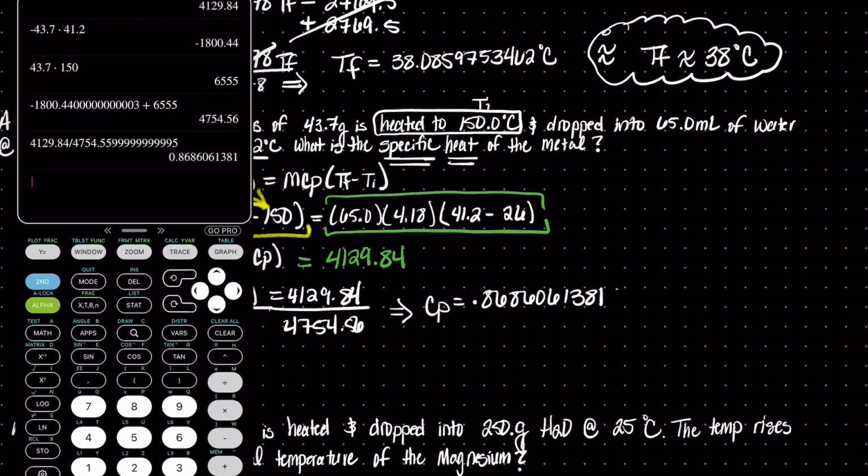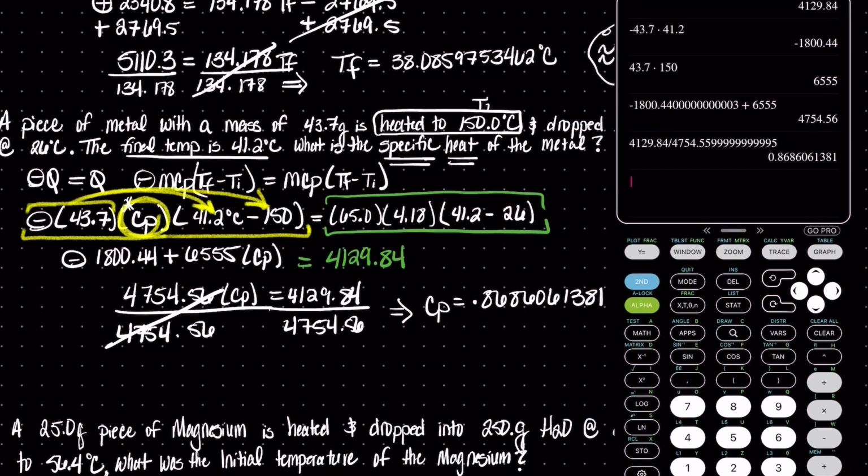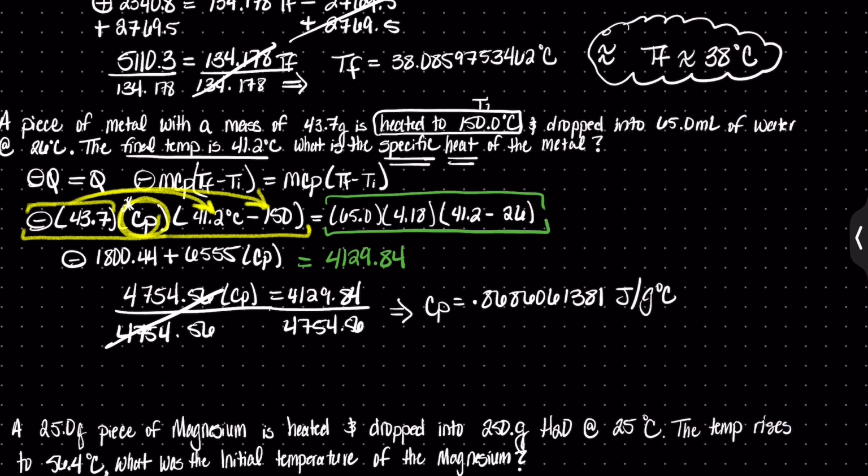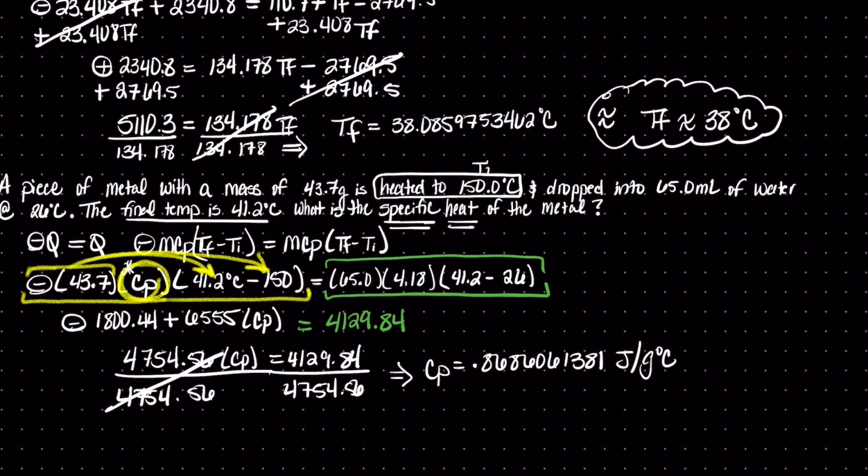0.8686061381 joules per gram degree Celsius. That is far too many numbers for anyone to be dealing with. So let's talk about significant figures. I see a piece of metal with 1, 2, 3 sig figs, 1, 2, 3, 4 sig figs, 1, 2, 3, 1, 2, 1, 2. I'm gonna go with 2, because 2 right there.